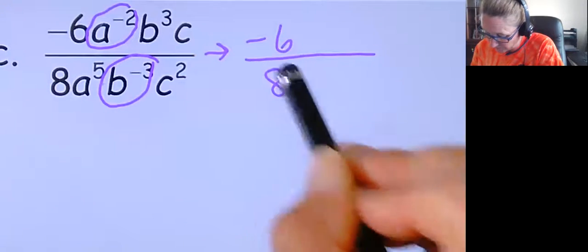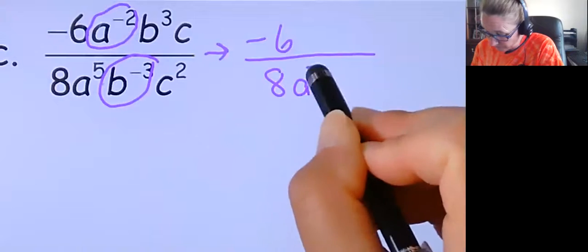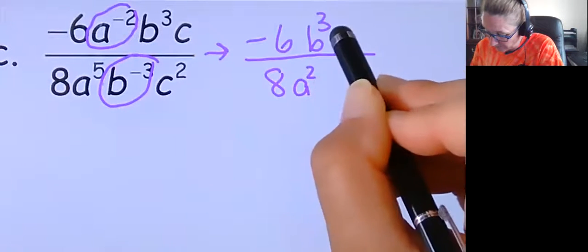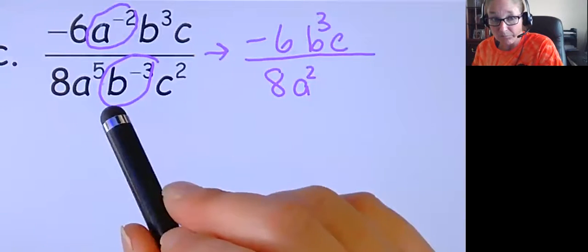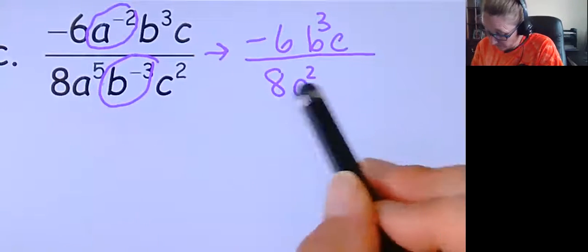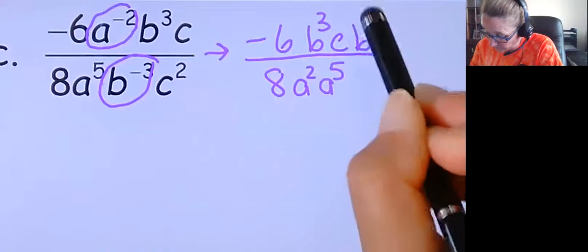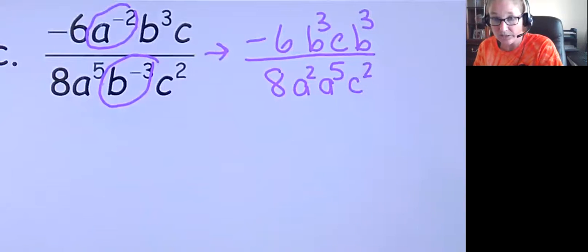Let me get the 8 down here on bottom. My a to the -2nd, that's going to move to the bottom. Got a to the 2nd. My b to the 3rd and my c are going to stay. My a to the 5th is going to stay on bottom. And then my b to the -3rd is going to go on top. And then my c squared is going to stay.